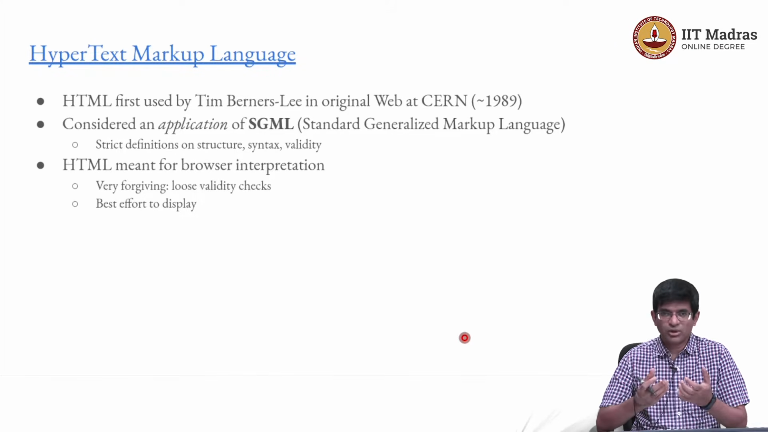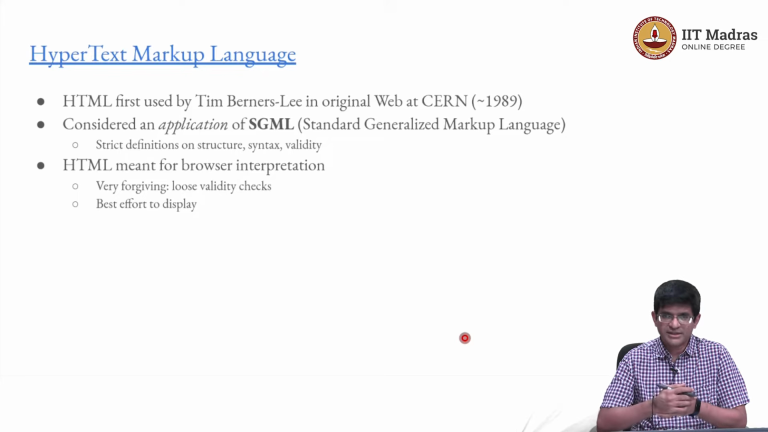Now it's not that it came out of nowhere. The idea of markup languages already existed, and in fact there was something called the Standard Generalized Markup Language, SGML, which was meant as a way of creating other markup languages that were more domain specific. SGML has a number of very strict restrictions on the structure, the syntax, the validity and so on. HTML on the other hand was meant primarily for browsers.